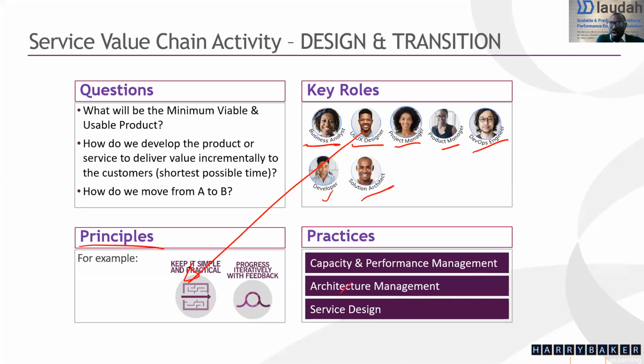And that's why we need the UI UX, solution architect, DevOps, product manager, project manager, business analyst, developers working together to contribute to the designs being produced by the UI UX guys and based on the requirement brought in by the business analyst. And now, the practices that will be applicable, there are many, all right? I just picked 3. Capacity and performance management, architecture management, and service design. Absolutely, they're going to be applicable at this phase or during this activity. That's the design and transition activity.